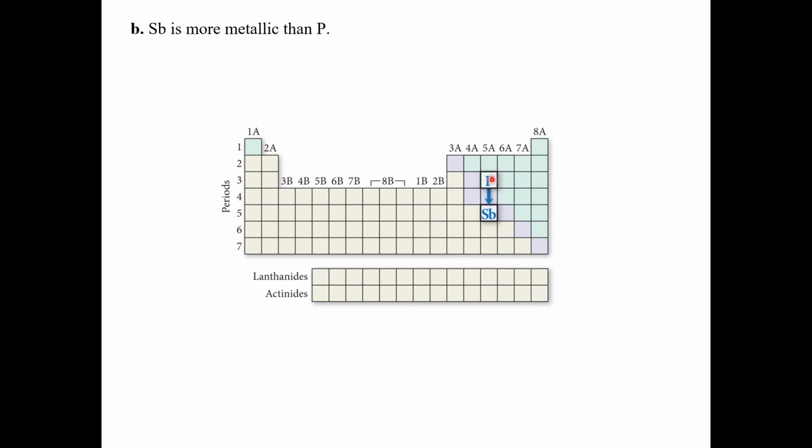Sb is more metallic than P. So we'll start off with P, and you can see that we have to move down the column. Electrons are being held more loosely in the valence shell. So electrons can be easily removed. That means Sb would be more metallic.